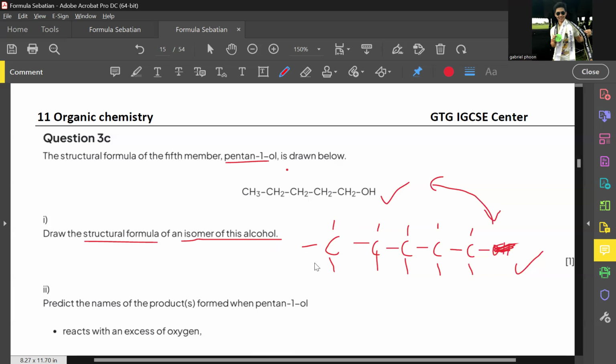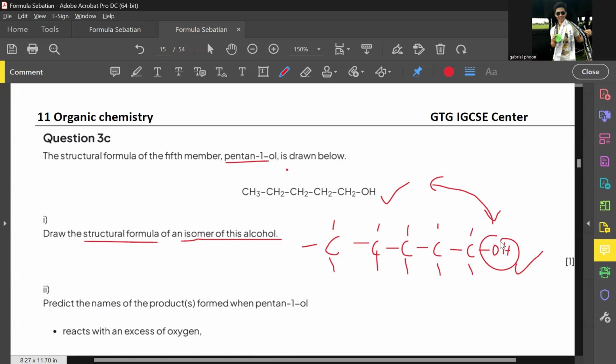Right? What should I do? Guys, I'll tell you the hint. The hint is you're supposed to draw the OH somewhere else. Then it'll become an isomer. It'll still have the same molecular formula, but it'll be structured differently.